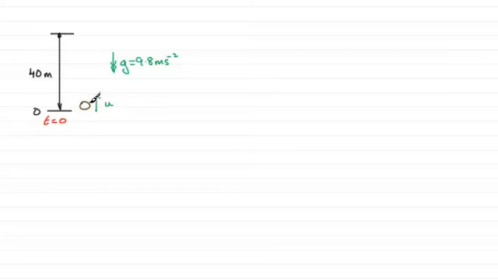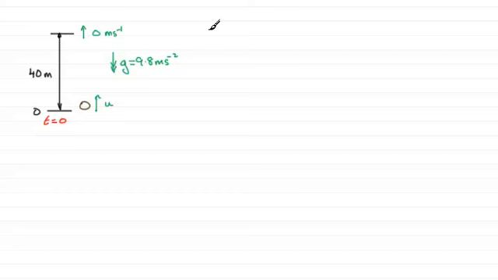So what's going to happen then? The ball is going to rise up 40 meters, and then at this point here, when it's traveled 40 meters, it's going to come to instantaneous rest, 0 meters per second. So to do something like this, to find out what u is, we're going to need to look at the equations for constant acceleration, the SUVAT equations.